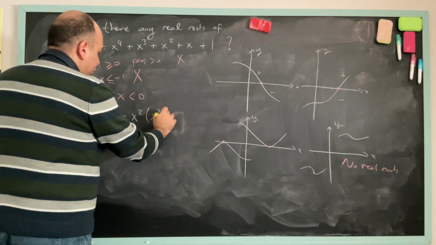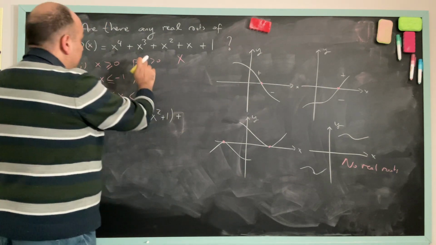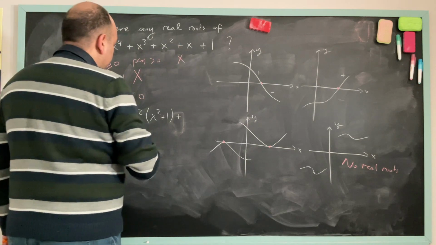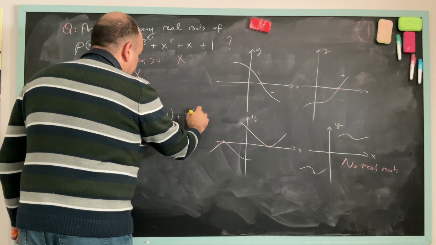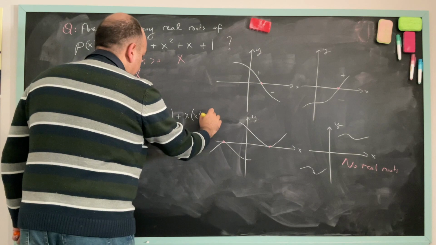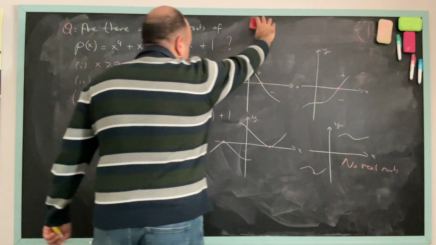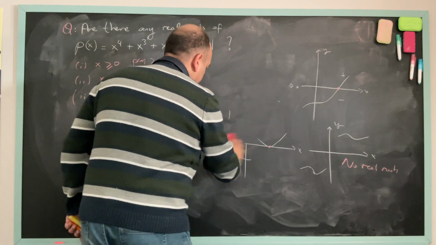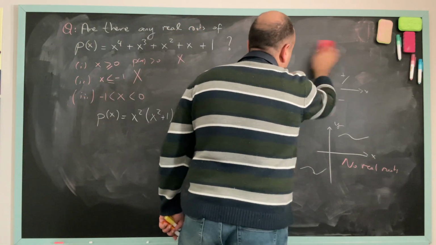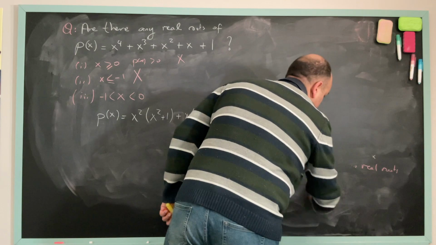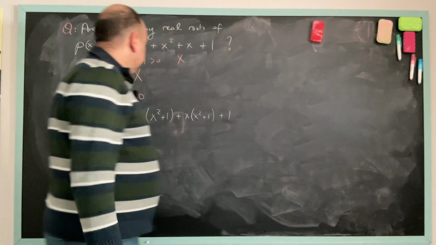So this gives me x squared plus 1 plus. So I'm going to combine the second and the fourth terms. The x parentheses, it's going to be x squared plus 1, right? And then we have plus 1. And I can erase this. We have already understood this part. So I'm just going to erase that.